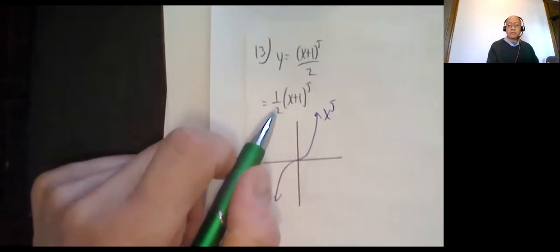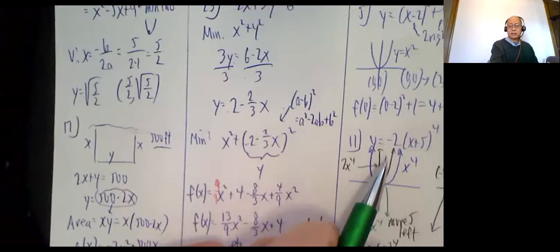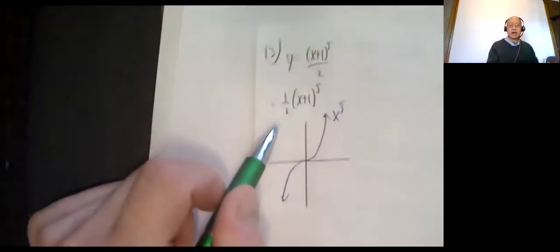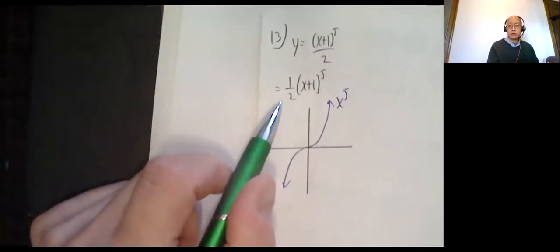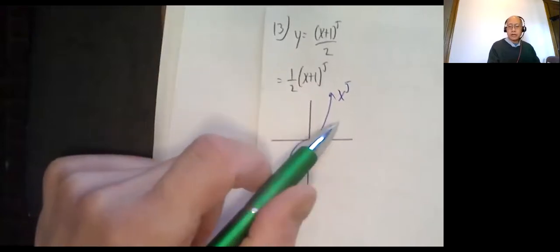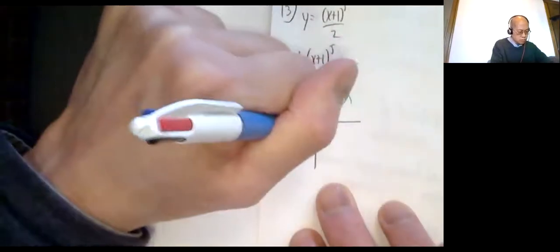Okay, now let me do the half. Now the previous one, we multiplied it by 2, so it shoots up toward infinity faster. What happens if I add half? It goes slower. So it's going to be lower on this side, higher on this side. So the green, if you can see that's green, is 1/2 x to the 5th.